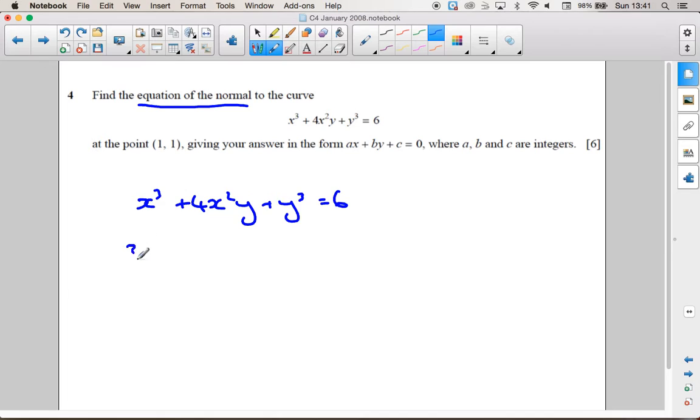x cubed differentiates to 3x squared. For this term, we're going to use the product rule. We're going to differentiate this first and leave this alone, so that's going to be 8xy. And then I'm going to leave 4x squared alone and differentiate y. When we differentiate a y with respect to x, we get dy by dx.